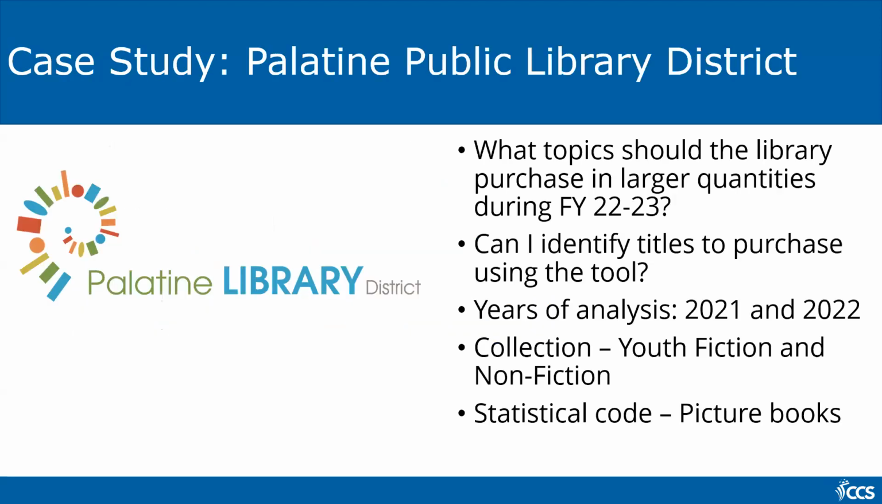If you remember the demonstration at the past meeting, if you attended it, I used Palatine's picture books collection as an example, and they gave me permission to use their example again. So today we're going to revisit that case using the prompts. What topics should the library purchase in larger quantities during fiscal year 22-23? And can I identify titles to purchase using the tool? To do so, we will be looking at the purchases from 2021 and 2022 for the youth fiction and nonfiction collection that have the statistical code of picture books.